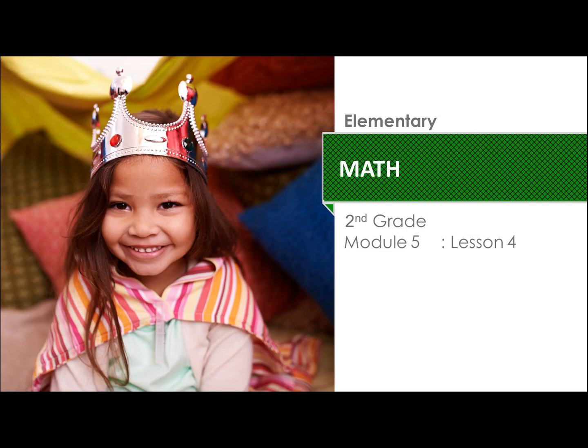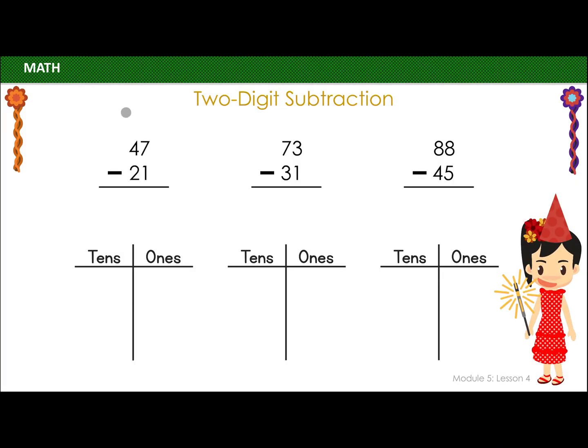Today we are going to be doing Module 5, Lesson 4 for math. We are going to be doing two-digit subtraction. So as always, remember when you are looking in your ones column, we need to see if we need to regroup or not. So for our first one, 47 minus 21, we can subtract 1 from that 7. So we don't need to do any regrouping.